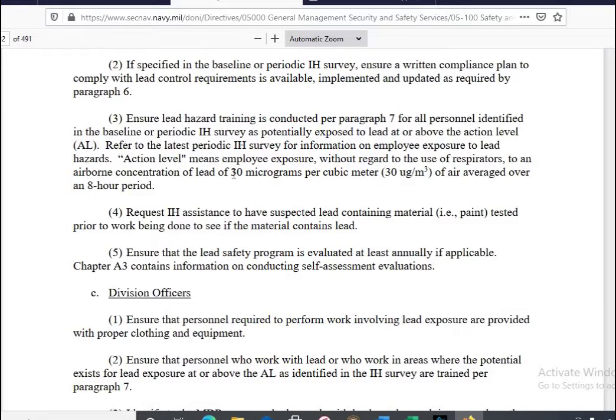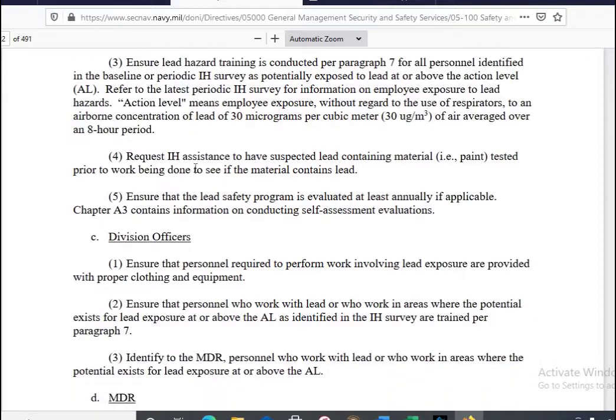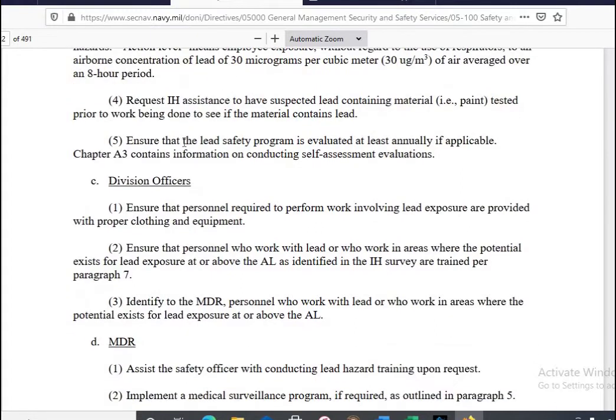That's the employee exposure, which is marked by 30 micrograms or more per cubic meter of air averaged over an 8-hour period. Safety also needs to request industrial hygiene assistance when needed, and make sure that, oh, here, look, annually again, just like all the other afloat occupational health stuff, things are reviewed annually.